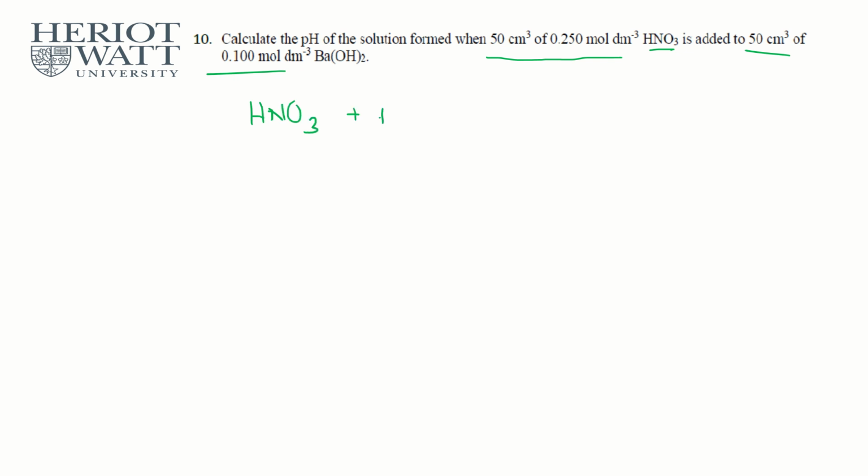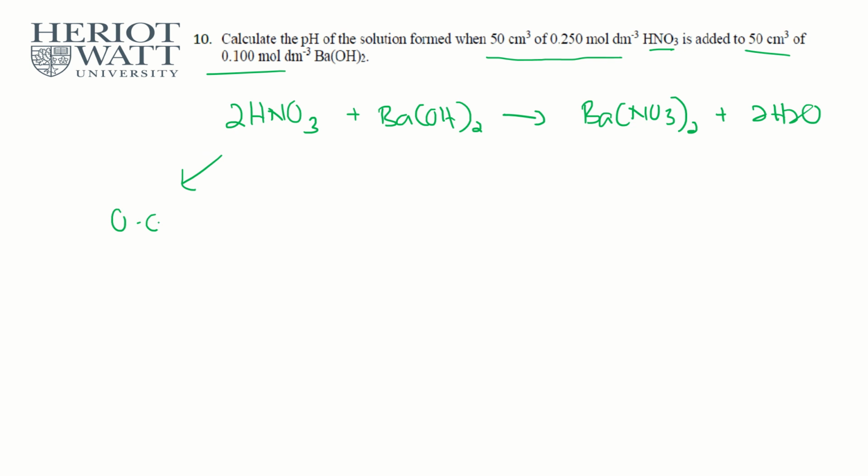HNO3 plus barium hydroxide. Balance the equation. You get barium nitrate plus 2H2O. I need 2 nitric acid. Alright, so done with the balancing. Next, calculate the mole. What is the mole of nitric acid used? 0.25 times 50, divide by 1000, you get 0.0125 moles.